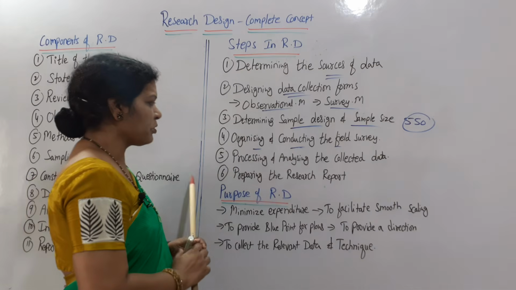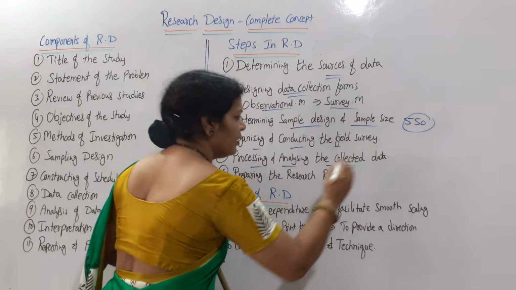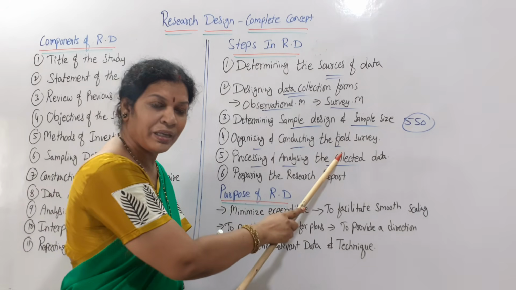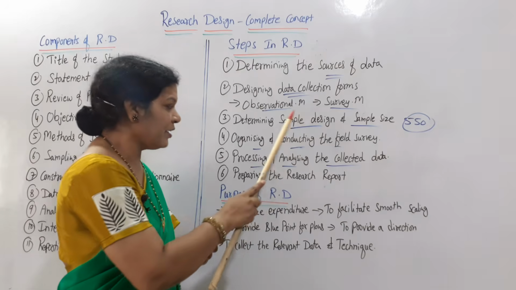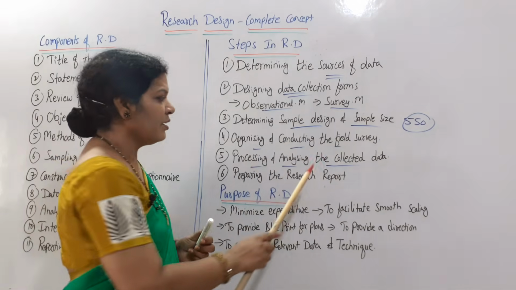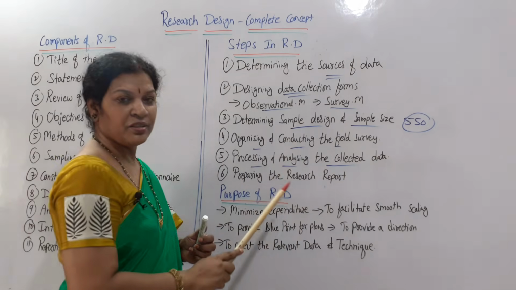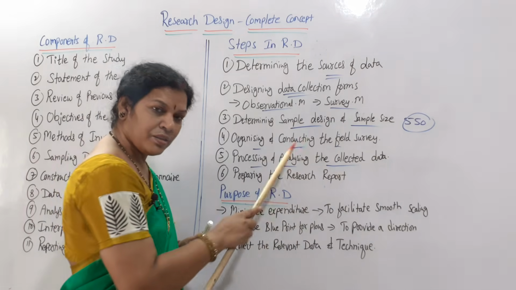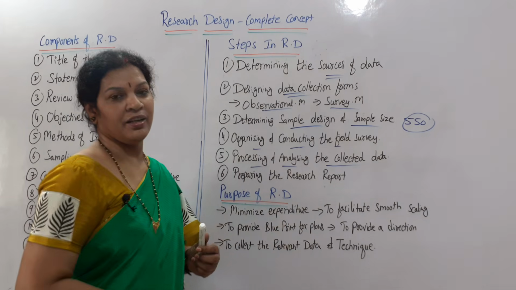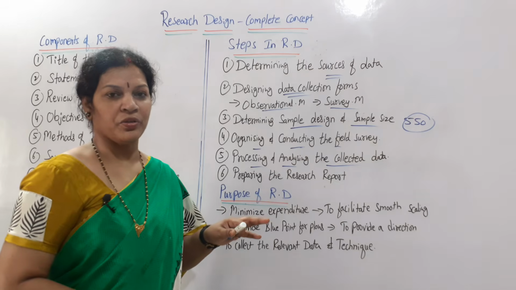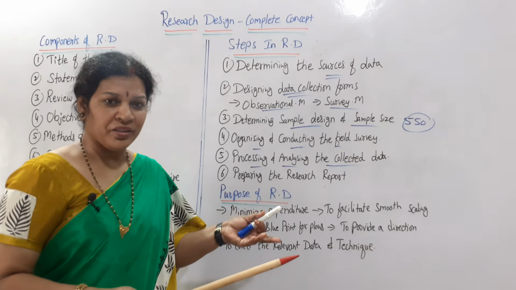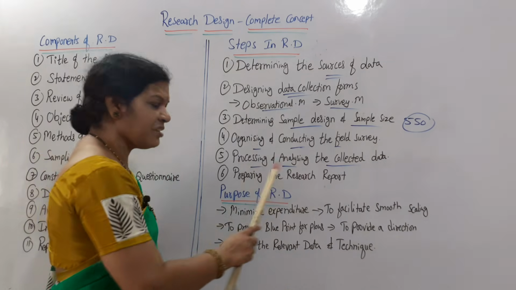Then the fifth step is processing and analyzing the collected data. In the fourth step itself we have gone for the survey and collected the data. This data is to be sent for processing and analysis. These two we have to do on the data we have collected. That is why we are saying processing and analyzing the collected data. You have to plan how to proceed, how to process it, how to design it, how to decode it, and how to analyze it. So that is the fifth process.